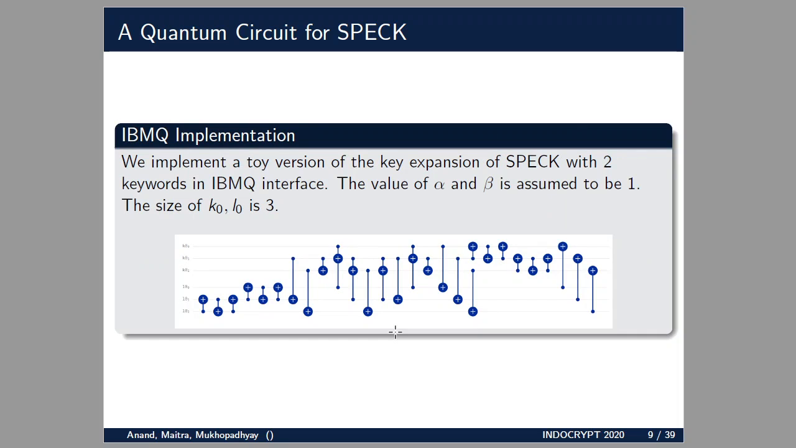We implement a toy version of the SPECK key expansion with two keywords in the IBM Q interface. The values of alpha and beta are assumed to be 1. The size of K0 and L0 is 3. The measurement of K0 after this implementation will give the value of the next round key, that is K1.